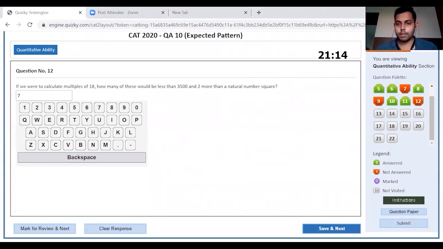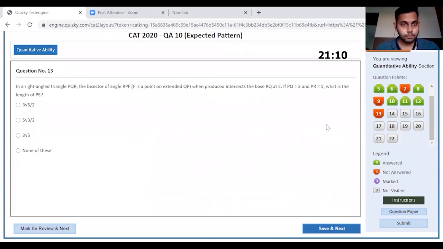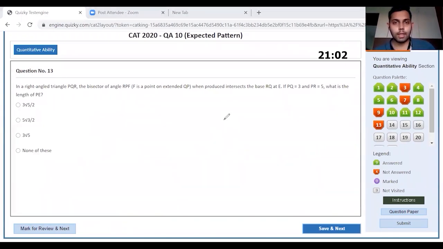Very good question on cyclicity concepts. Nine questions done. It's still taken us 20 minutes. So let's fasten the pace a bit.